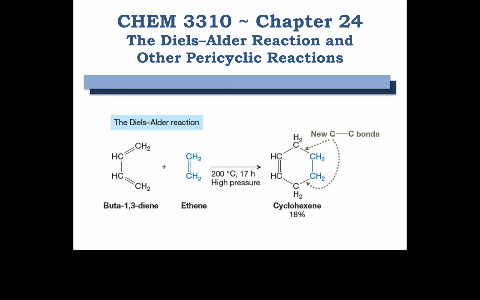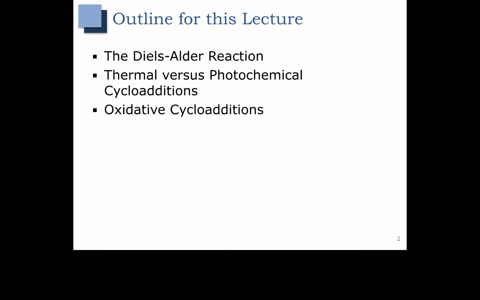Welcome to Chapter 24. In Chapter 24, we are going to cover the Diels-Alder reaction and other pericyclic reactions. Here's the outline for our lecture. You can see that we're going to talk about the Diels-Alder reaction first, then we'll go into thermal versus photochemical cycloadditions, and finally we'll finish with oxidative cycloadditions.